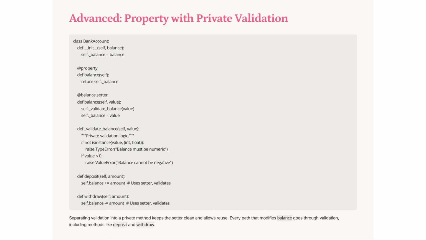In advanced property usage, private validation ensures data integrity. The bank account class uses a private method, validate balance, to enforce that balance is numeric and non-negative. This validation is invoked in the balance setter, ensuring all modifications, including deposit and withdraw methods, adhere to these rules, maintaining a clean and reusable code structure.